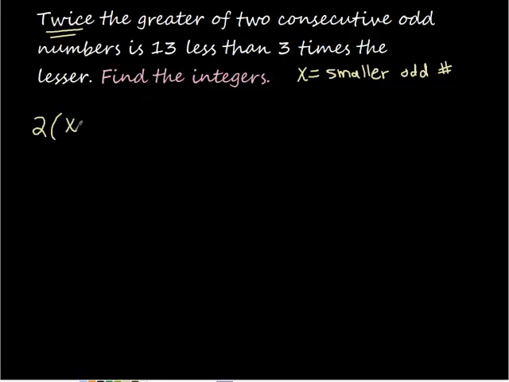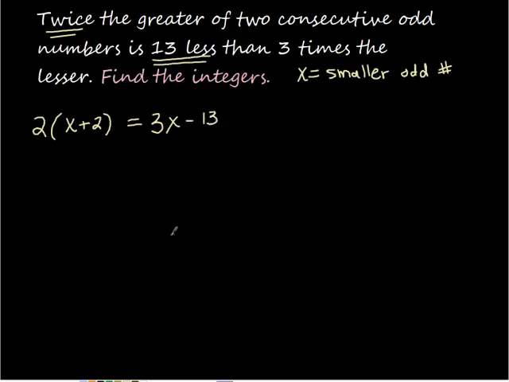So if I take an odd number and I add 1 to it, I get an even number. So I have to be careful here. If I'm trying to get from odd to odd, I have to add 2. So I'm going to add 2 here, as opposed to if you're just trying to find consecutive numbers. We want consecutive odd. So 2x, so 2 times the quantity x plus 2 is equal to 3 times the lesser, but it's 13 less than that. So there's where I get that number.